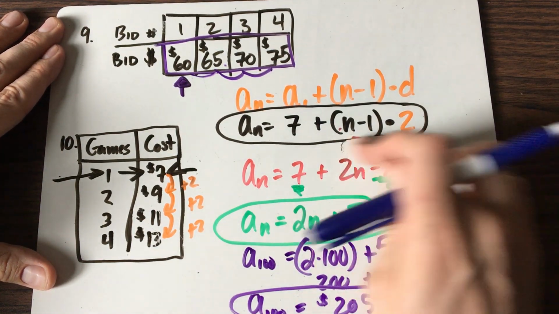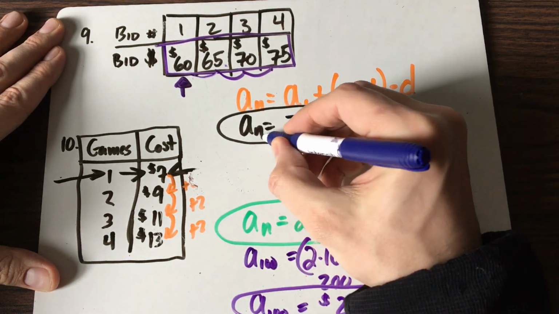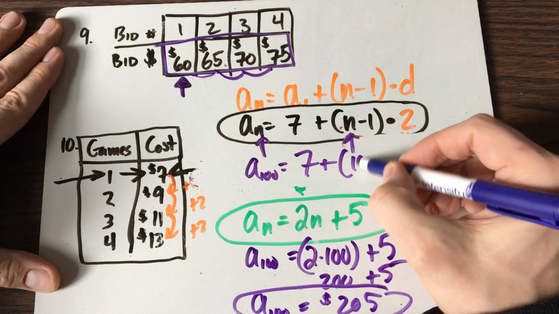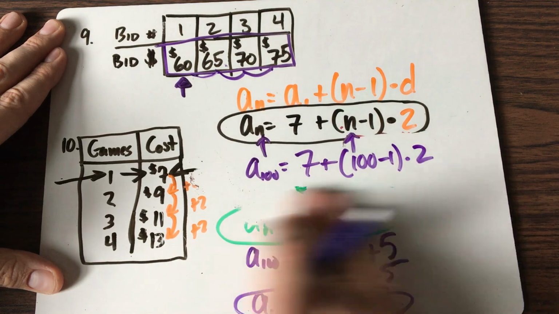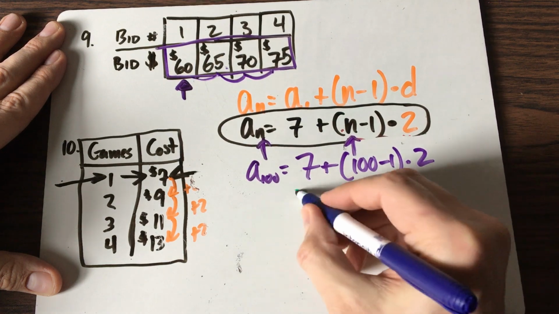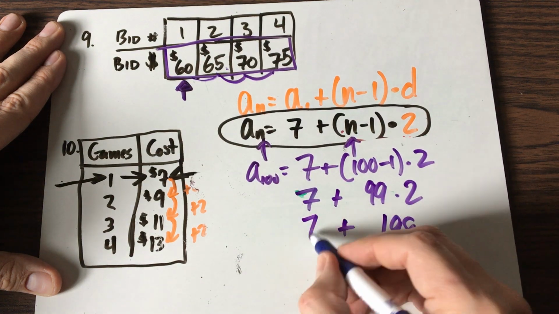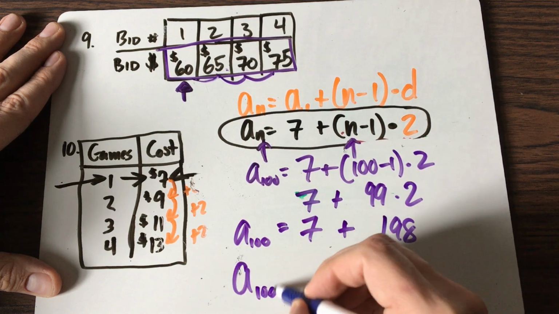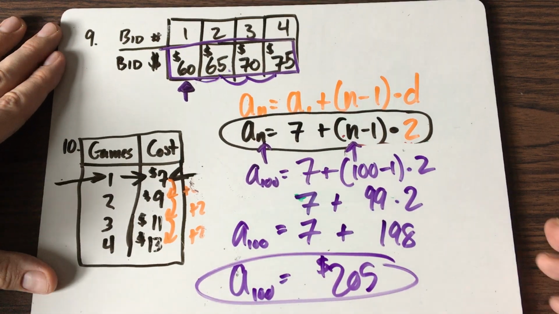Or you could have put 100 up here. Let me erase this. I could have put 100 here into the other formula, and have a with 100 and do 7 plus 100 minus 1 times 2. 100 minus 1, parentheses first, is 99. I'm going to go ahead and give myself some room. 99 times 2 plus 7. You have to do the multiplying first. 99 times 2 is 198. 198 plus 7 is going to give me my answer for a sub 100, and 198 plus 7 is 205. So you see I got the same answer both ways.